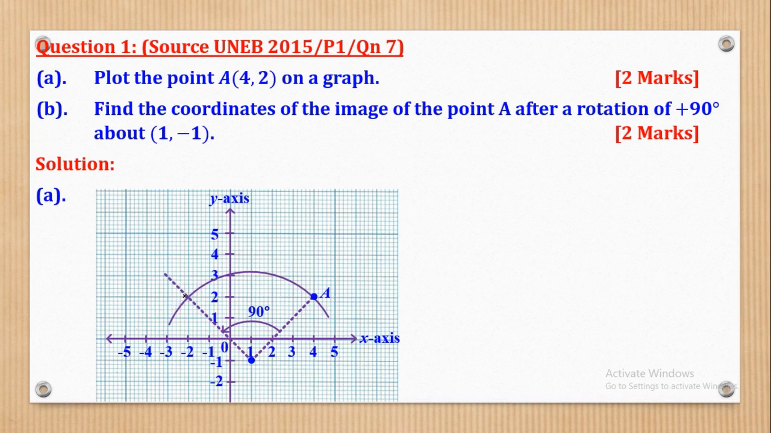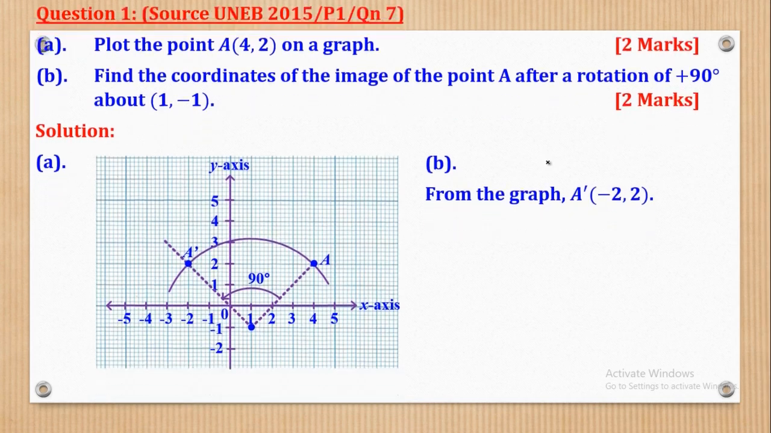Then from there, this intersection is what becomes your A prime. Therefore, they said find the coordinates of the image. Reading off these coordinates, it is negative 2, 2. Therefore you shall come here and say that from the graph A prime is negative 2, 2, and that's what they wanted.